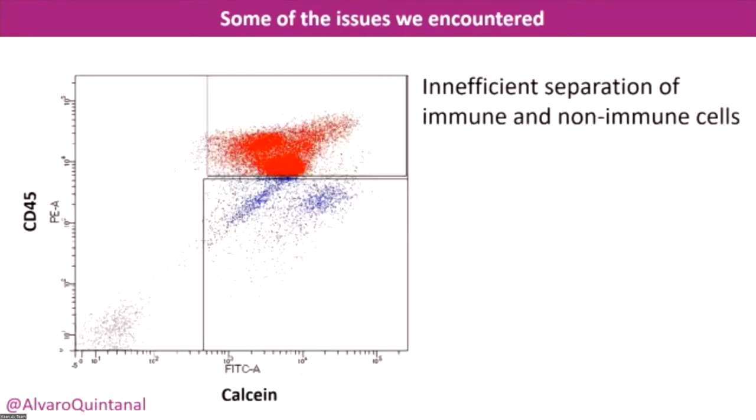Another issue that we ran into is inefficient separation of immune and non-immune cells. And this is probably the same in most cases because you start with a sample with a lot of cells, so you probably don't add enough CD45 antibody. So adding extra excess usually helps improving the separation.